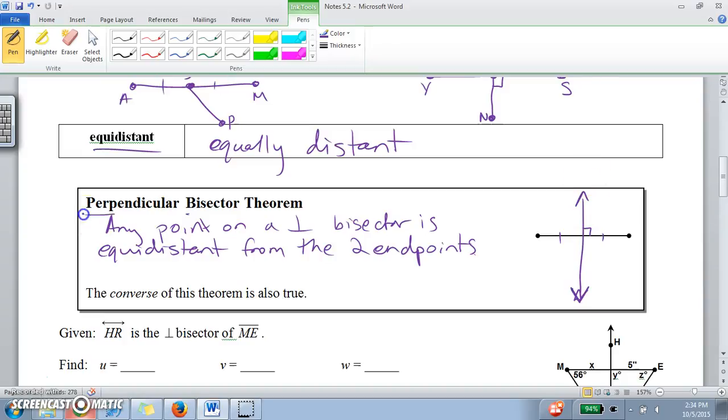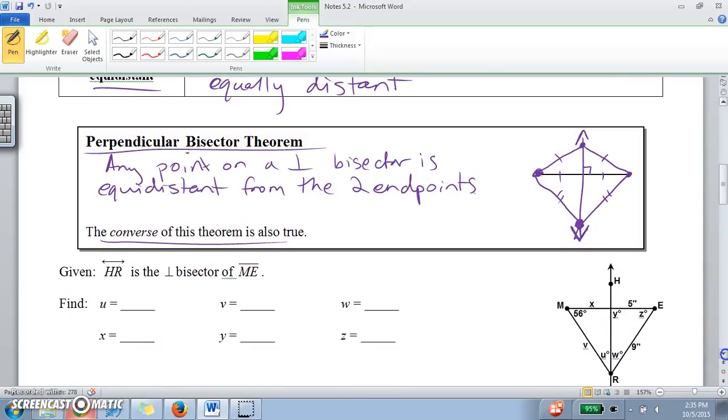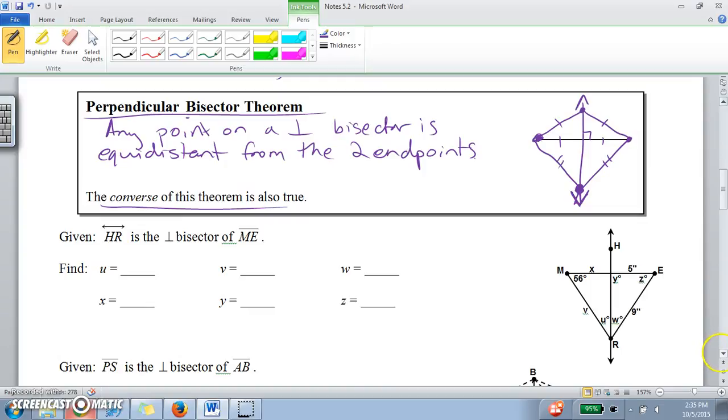So any point, perpendicular bisector theorem says any point on this line is going to be the same distance away from these two endpoints. So if I pick a point here, the distance from here to this endpoint is the same as the distance to this endpoint. So these two pieces would be congruent. Same thing if I picked a point all the way down here. This distance would be the same as this distance. And the converse of the theorem is also true. So if you pick a point on this line, if you don't know it's the perpendicular bisector, but you pick a point on the line and they're the same distance away from the endpoints, then you can say it's the perpendicular bisector.